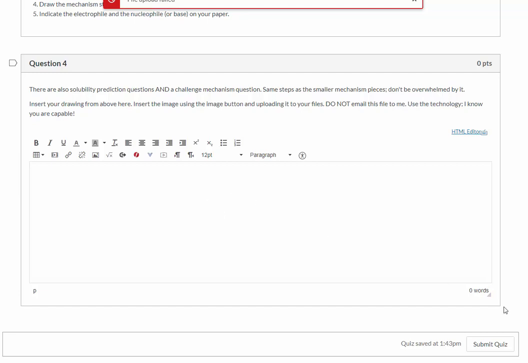Now also keep in mind that there could be some solubility prediction questions as well as a challenge mechanism. And I want to call attention to this challenge mechanism. It looks difficult, but it's really the same small steps. So don't be overwhelmed by it. Just take it in pieces. Find your electrophile and find your nucleophile.